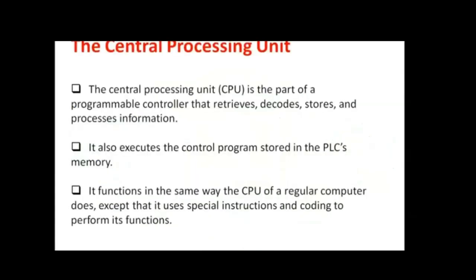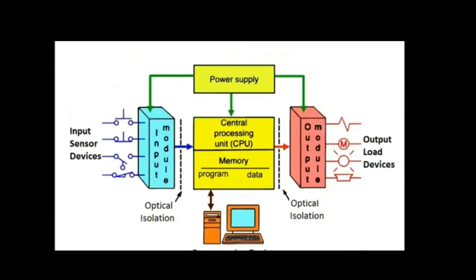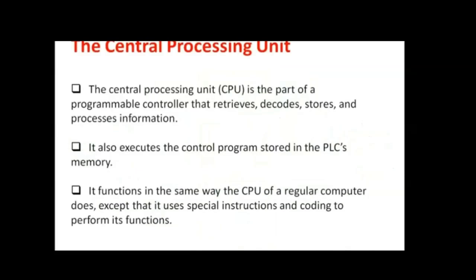Okay, so the next point here is the central processing unit. We have already discussed all these things. The central processing unit is a part of a programmable controller that retrieves, decodes, stores, and processes information. Obviously, the processor will process the information as per its speed, and it will produce the output. It also executes the control program stored inside the memory. Whatever program is written inside the memory of the PLC, it will scan it and accordingly take action. Its function works in the same way as a computer system does. So all these things are performed using the processor.